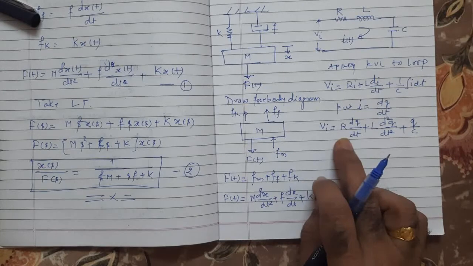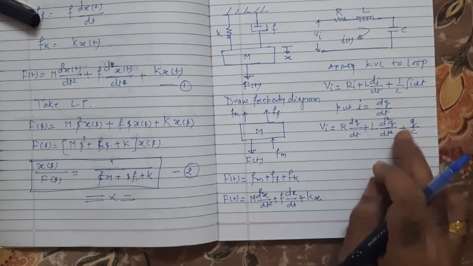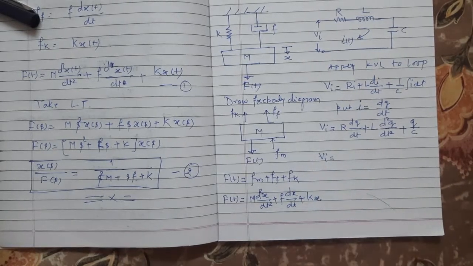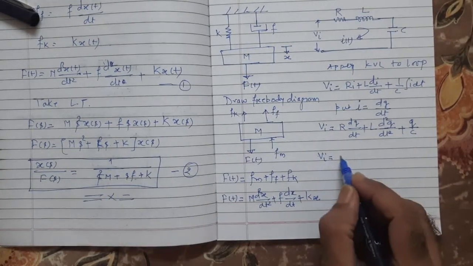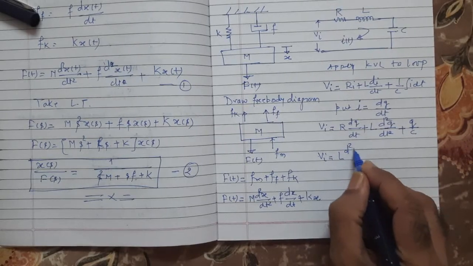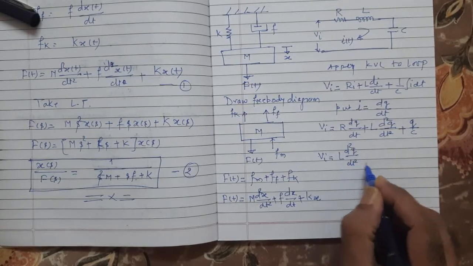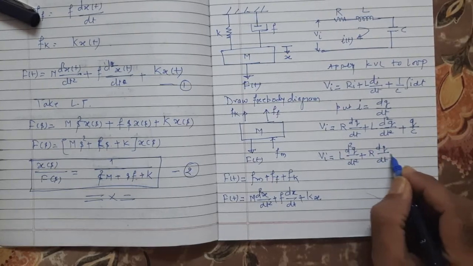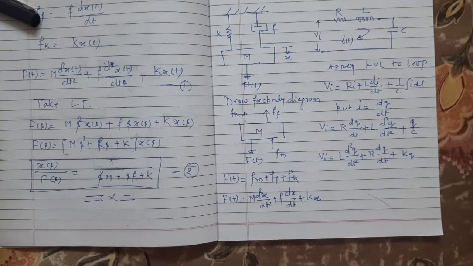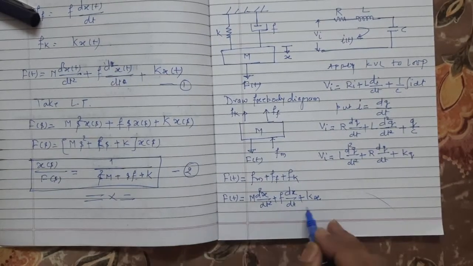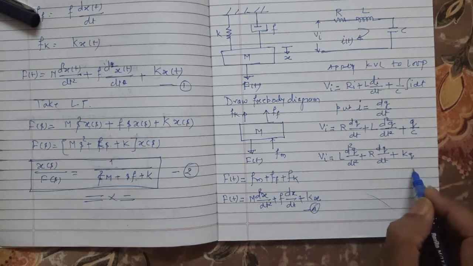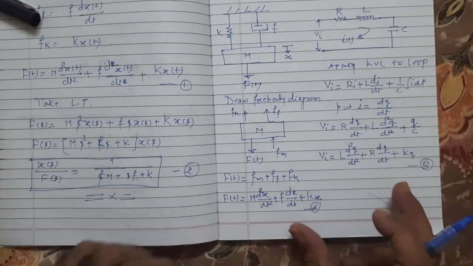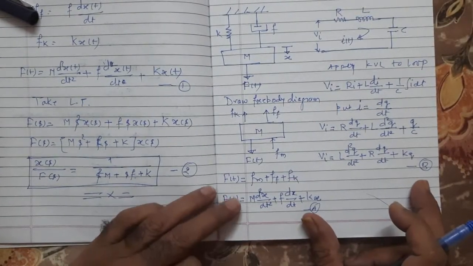Vi is equal to R dq by dt plus L d square q by dt square plus q by C. So we can write this as Vi equals L into d square q by dt square plus R into dq by dt plus k into q. So this is my first equation, equation A, and this is equation B. Now equate equation A and B.